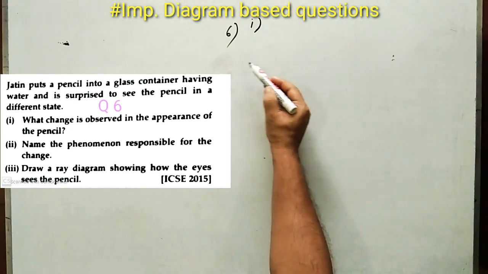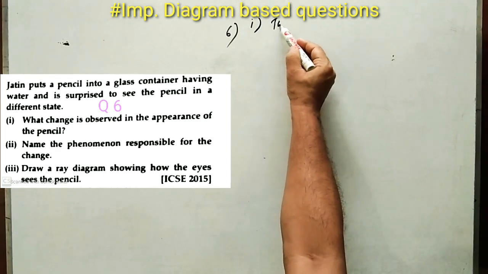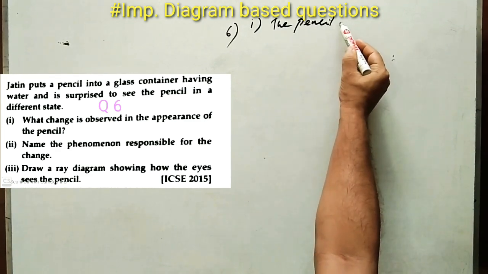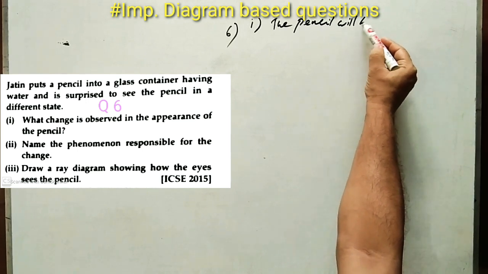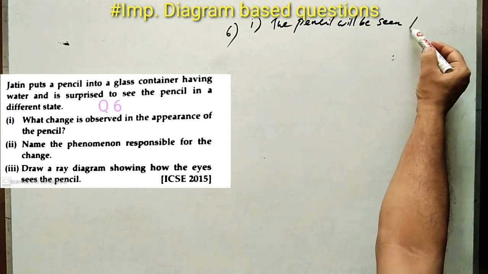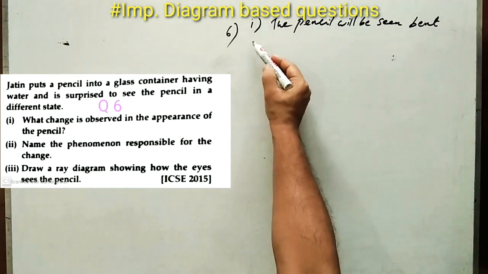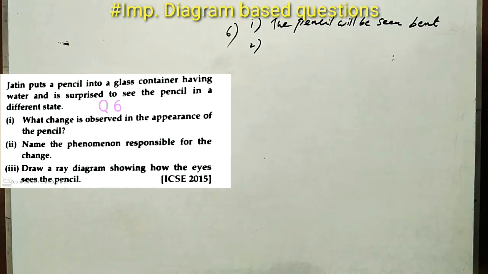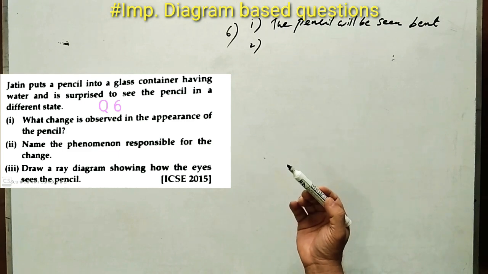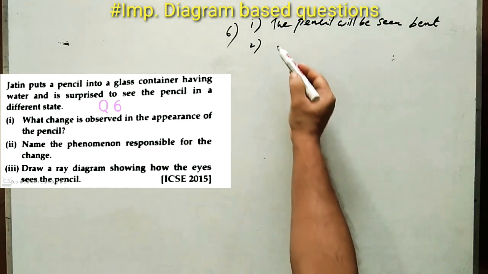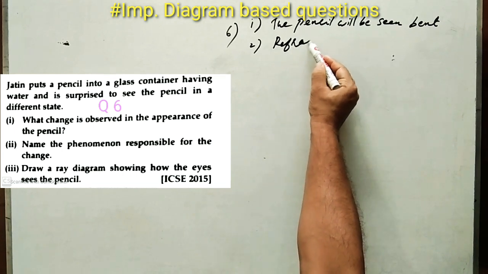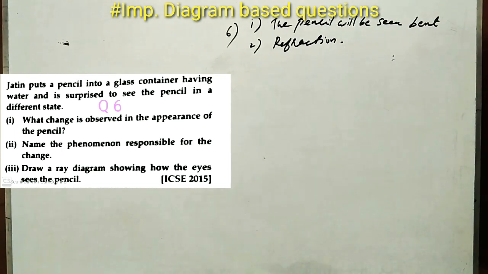So what change is observed in the appearance of the pencil? First part, what happened? The pencil will be seen bent. Right? Specifically, the pencil appears to be bent. What is the second part? Name the phenomenon responsible for the change. Just name the phenomenon. TIR or refraction? It is refraction. Because you know the consequences of refraction in our day-to-day life. Please remember the consequences of refraction in our day-to-day life.